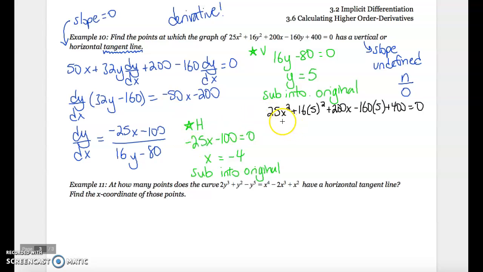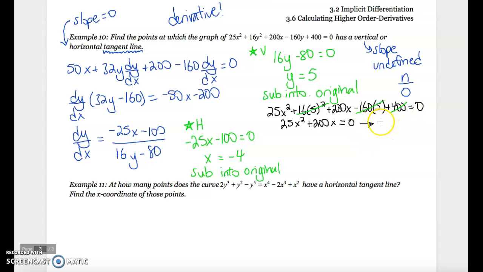So it looks like we have 25x squared, then I have 200x, and then 16 times 5 squared minus 160 times 5 plus 400. Oh, that's it. That's all it gives me, because believe it or not, this stuff cancels out with this and this. Beautiful. Now we're going to solve for the x values where this happens.